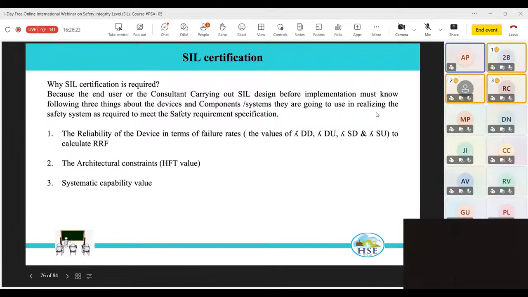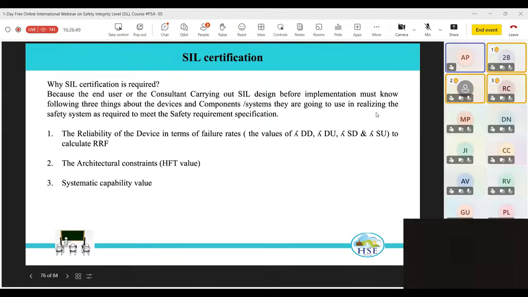The reliability of the device in terms of failure rate, and the failure rates are called lambda DD, lambda DU, lambda SD, lambda SU. What are these lambda terms? That we will tell you in a detailed course. But as of now it suffices to understand that these are the terms used to indicate the failure rate, and these are used to calculate the risk reduction factor.